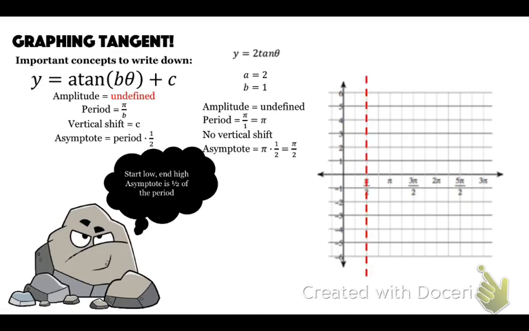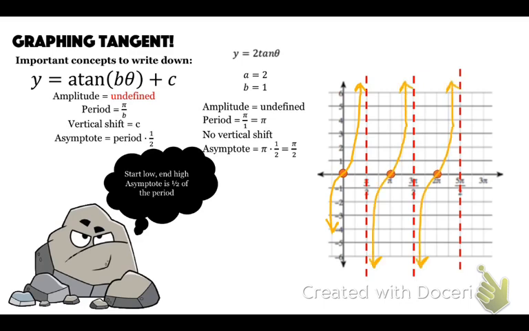Now notice here, there's like 2 spaces, right? I'm going to go 1, 2, and then I'm going to go 2 more. That's where my next line is going to be. Then I'm going to do the same. Okay, we start at the origin, start low and high. Halfway between, start low and high, and so on. The tangent graph is actually super easy to graph as soon as you start to understand it more.